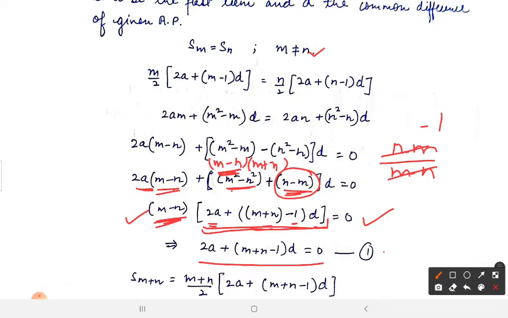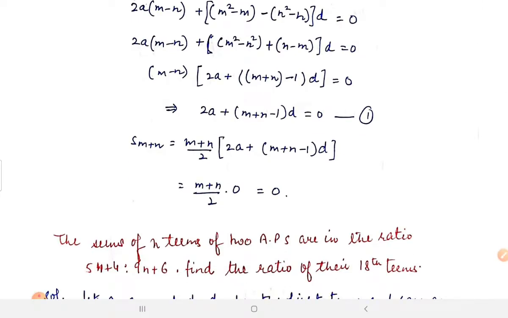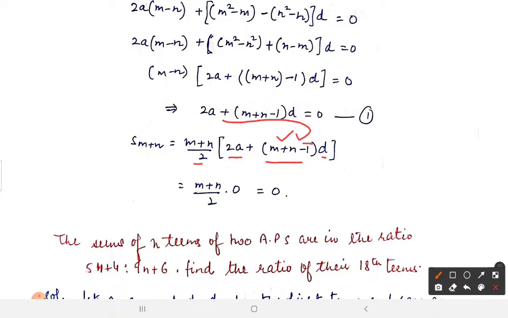Now we want to find the sum of m plus n terms. The sum of m plus n terms is (m plus n) by 2 times (2a plus (m plus n minus 1) times d). Here we have the value from before: 2a plus (m plus n minus 1) times d is equal to 0. So this is 0, and we have (m plus n) by 2 into 0, which is 0. So we have shown that the sum of m plus n terms is 0.